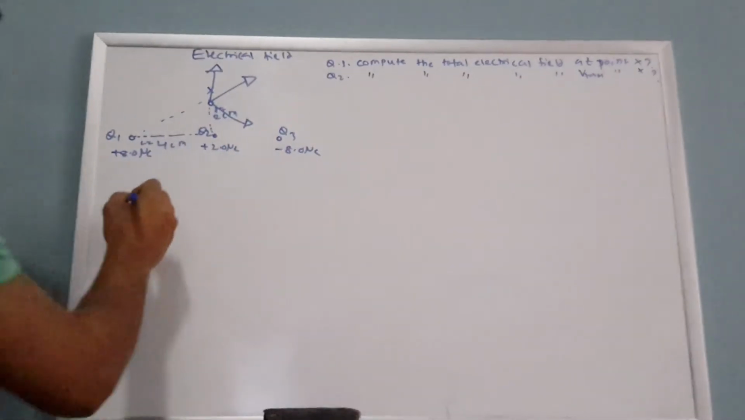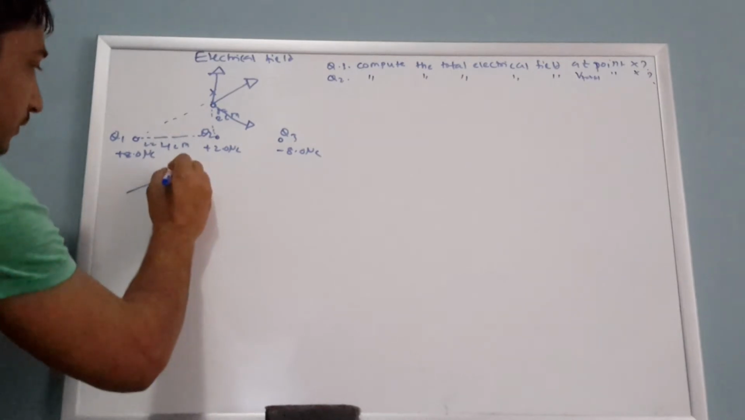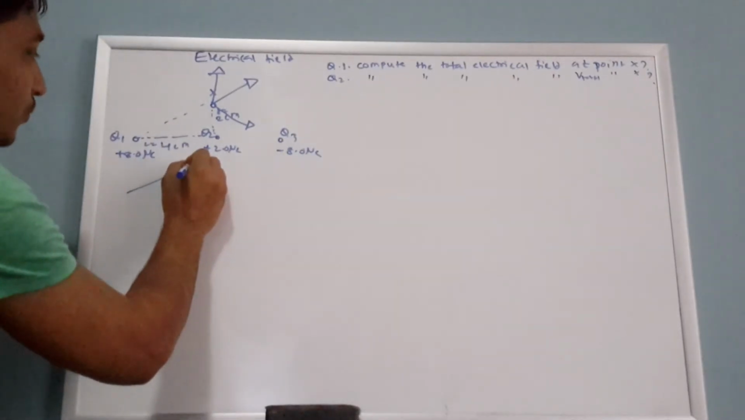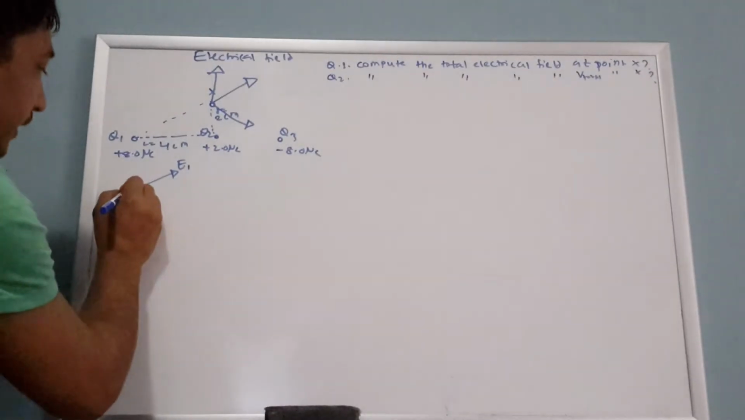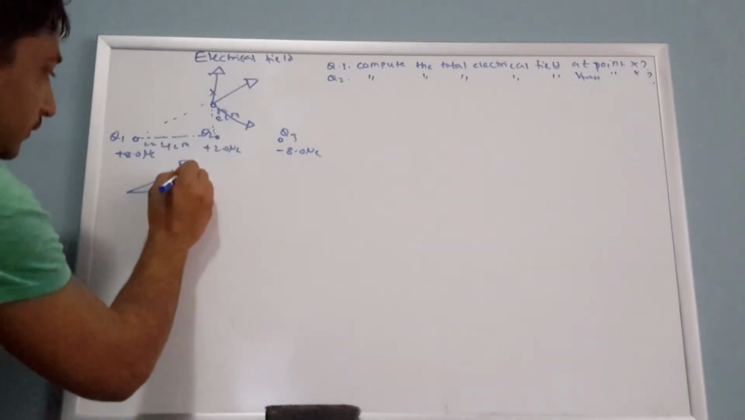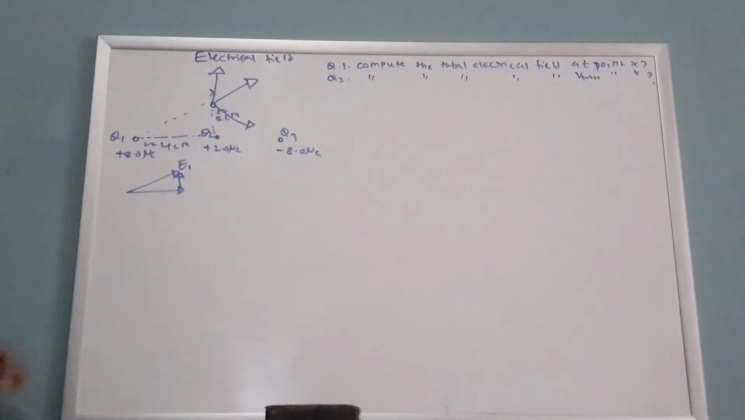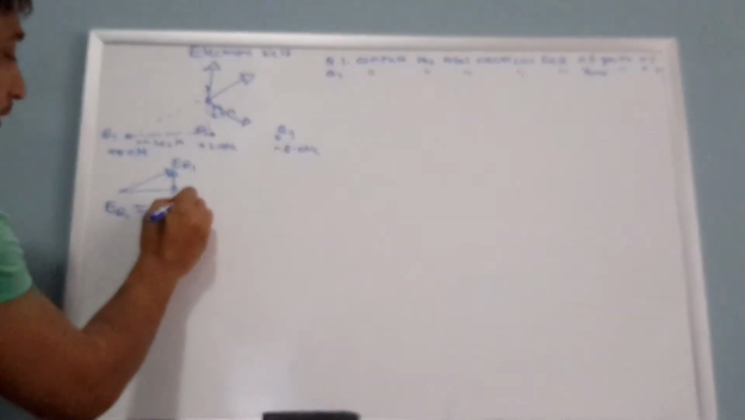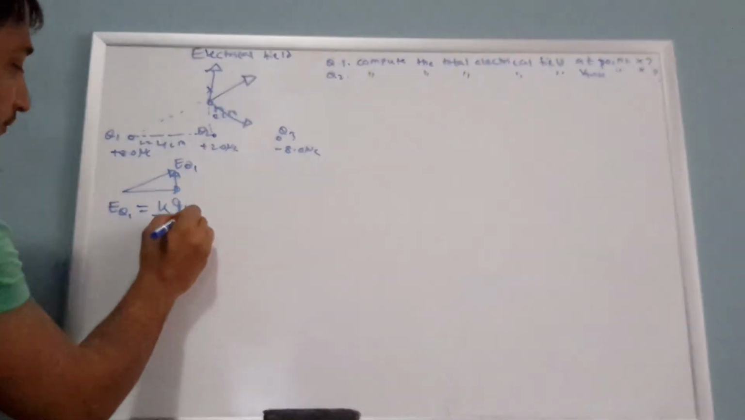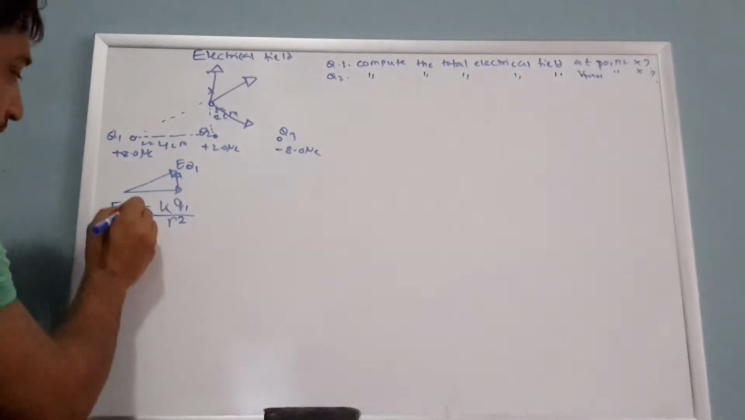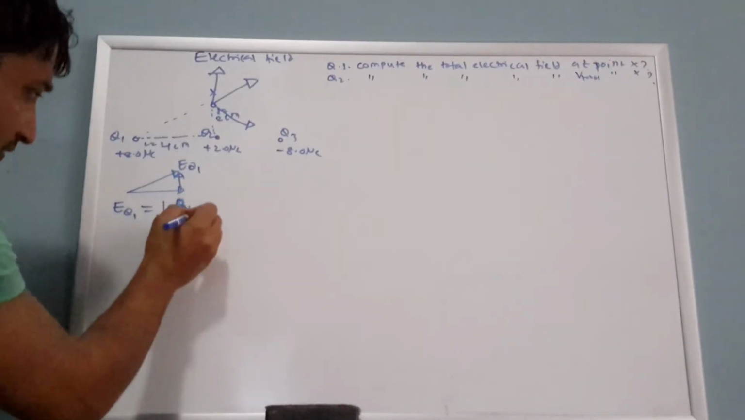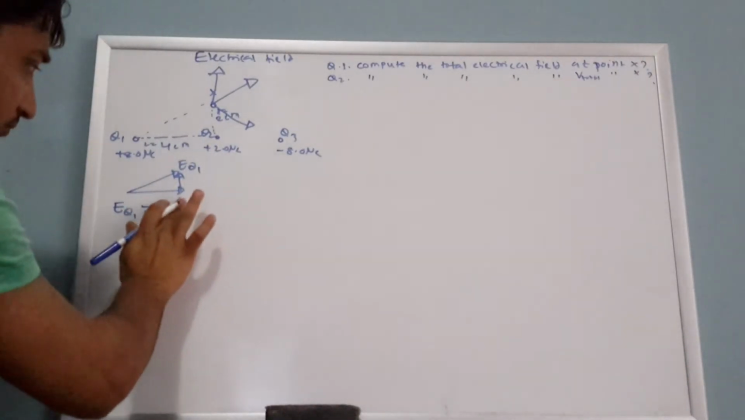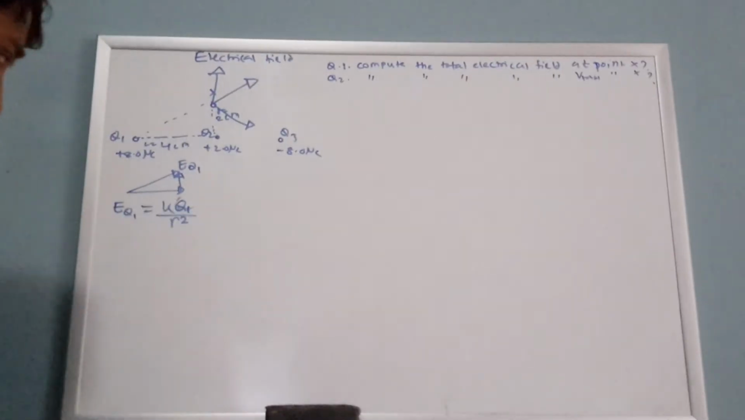So right now look, this is my E1. Okay, so look, E1, we know the formula for electrical field, E from Q1, so it's going to be easier. E equals k Q1 over R squared.